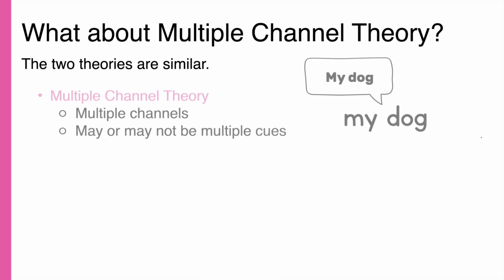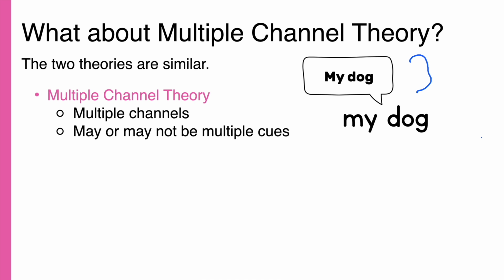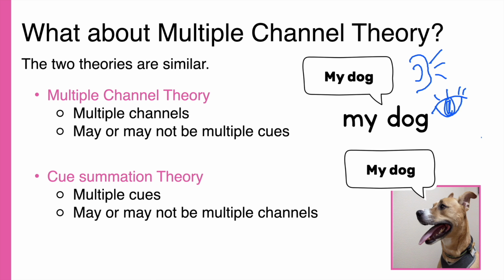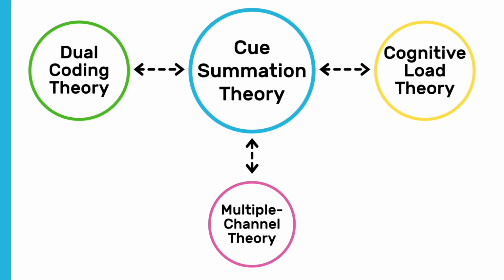You may be wondering, so what is the difference between multiple channels and cue summation? These two theories share a lot of similarities, but the main difference is that multiple channel theory addresses specifically how information interacts when presented across modalities. So this could mean giving learners an audio and visual component simultaneously. Cue summation theory addresses cues presented on one channel or across multiple channels. For example, giving students the written word along with an illustration. Moore et al. classifies multiple channel research under the umbrella of cue summation theory. There are some other closely related communication theories, such as dual coding theory and cognitive load theory, that intertwine with cue summation theory.